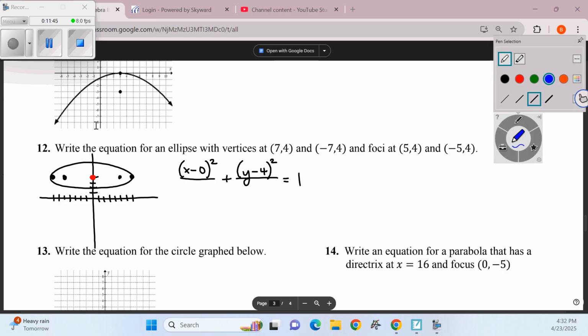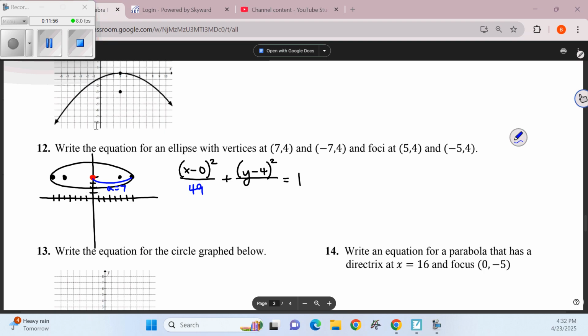Remember that the distance in x that we've traveled is 7, so our a value is 7, which means in the formula we would put a 49. We're not quite sure what the b value is, but we do know that the distance to the focus point is c, and that would be 5. So then we can use that wonky version of the Pythagorean theorem to solve for b squared.